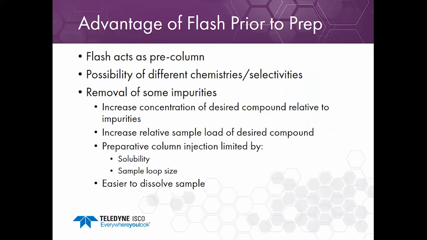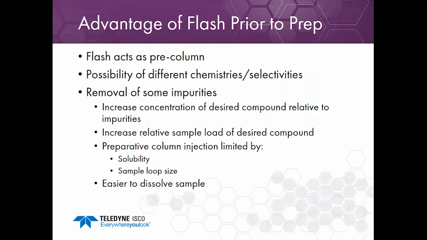So the advantages of flash prior to prep is that the flash column acts as a pre-column. So if there's anything that will get stuck on the column or otherwise potentially damage the column, you can use a flash column, and that's a lot cheaper than the steel columns. You have the possibility of different chemistries and selectivities, and that makes it easier to remove some of the impurities.